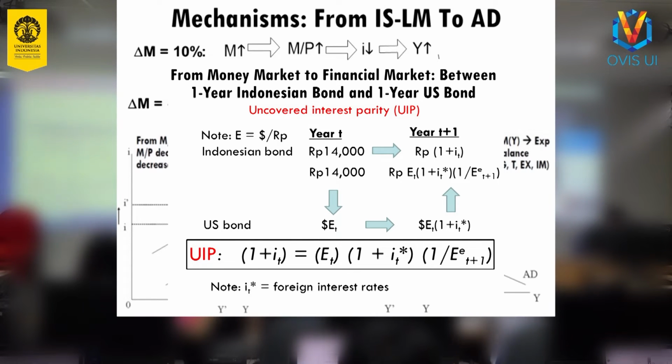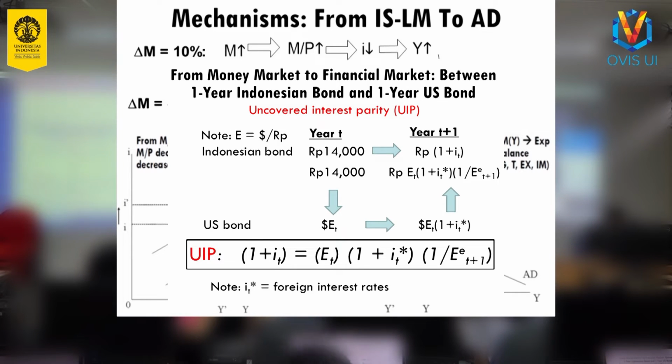This is the first, this is the second. Combine the two, so this equals this. When you do that, what you get is this equation. So now we have the relation between i, interest rate, and exchange rate. That's our goal, isn't it? And that equation is so famous, and the name of that equation is Uncovered Interest Parity, UIP.